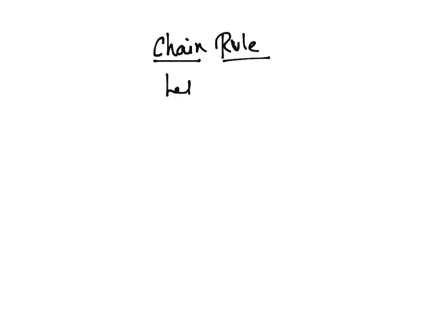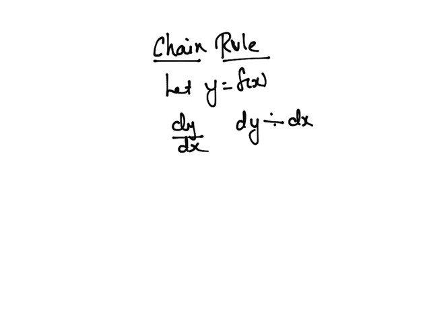So let us consider y equals f of x. Now dy by dx, we all know that it means the derivative of y with respect to x. Let me ask you a question. Does dy by dx mean dy divided by dx? For example, we say 3 by 4 is nothing but 3 divided by 4. Can you say the same thing? Dy by dx means dy divided by dx?